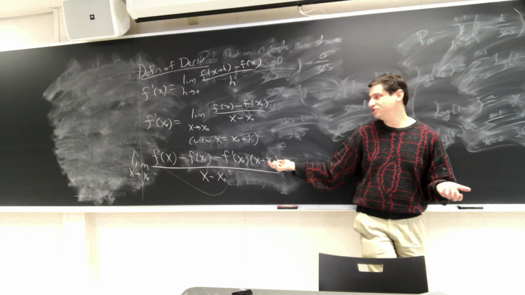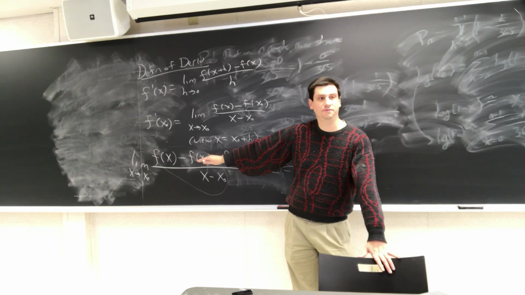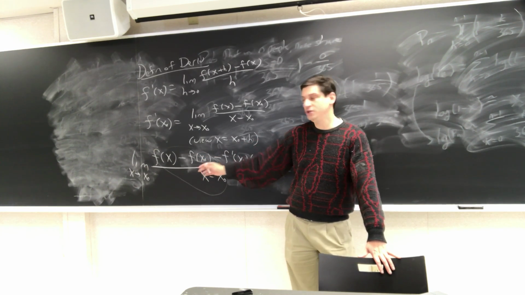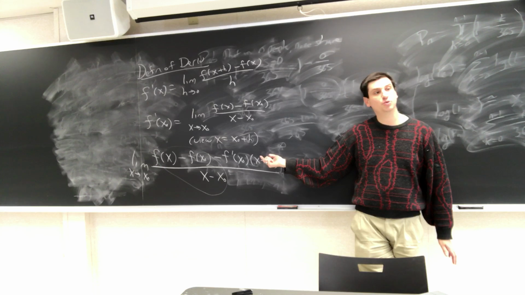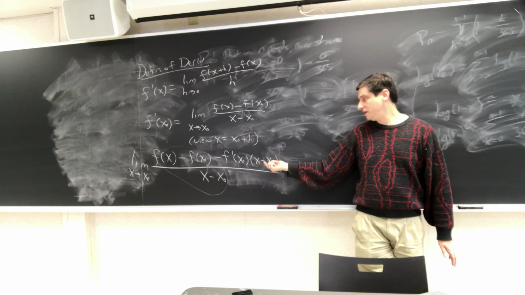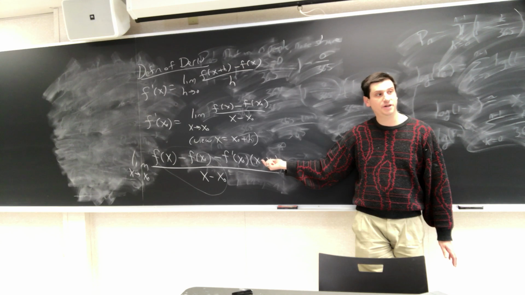If x is close to x naught, then the numerator should be small. But small relative to what? Small relative to how much I've moved. You would actually hope that, if the function is twice differentiable, it would be of size x minus x naught squared. So if x minus x naught is 1 over 100, the difference would be on the order of 1 over 10,000.